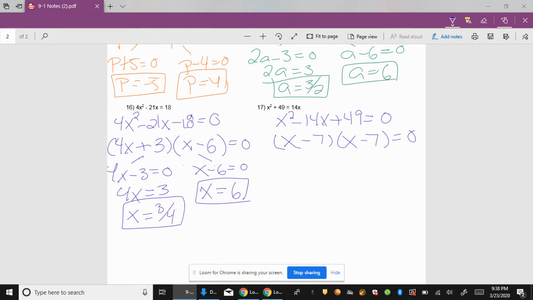If I wanted to, I could write it as x minus 7 squared and then use the square root method like you did in problem 11. Or I can just look at this and say, hey, it's the same thing twice. X minus 7's got to equal 0. So x is just 7. And that'll be a little faster for you.